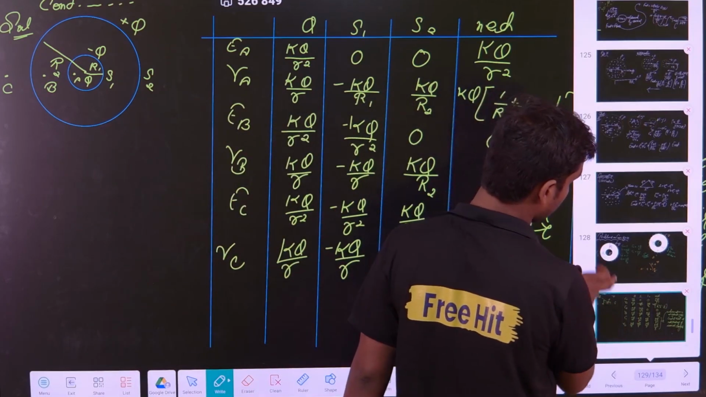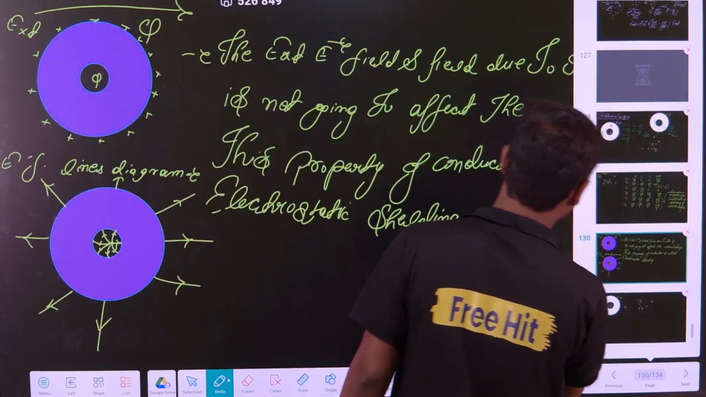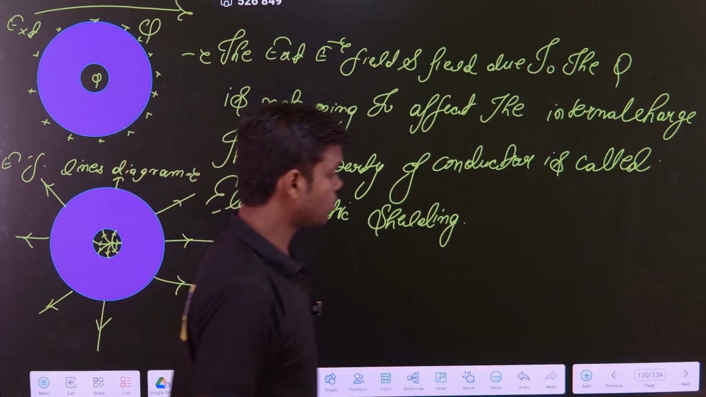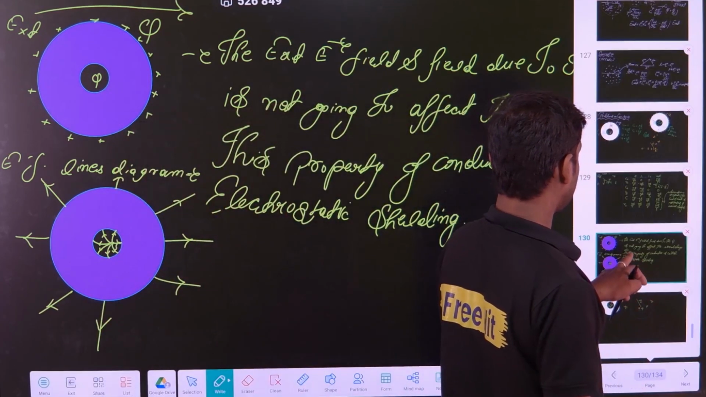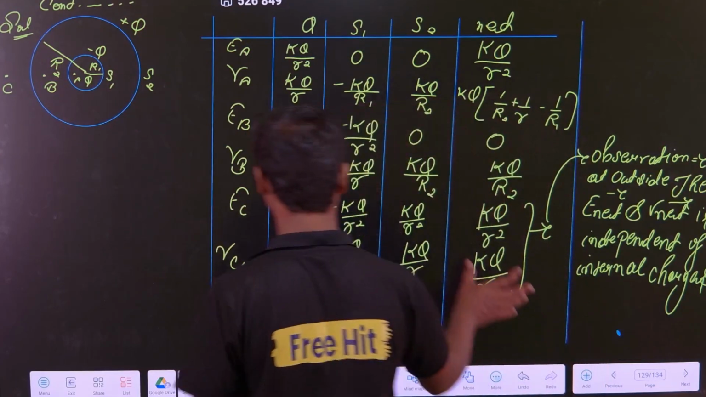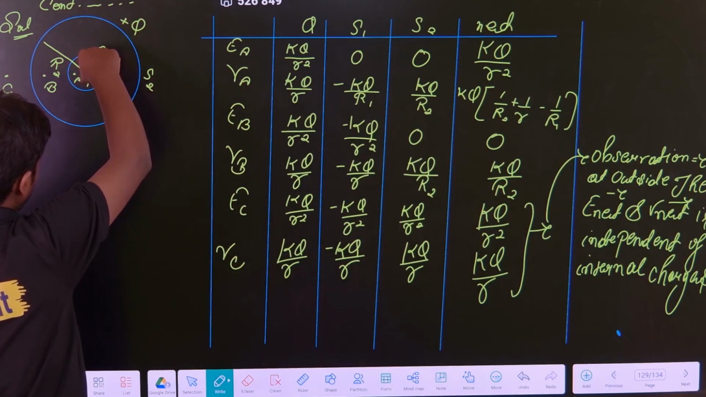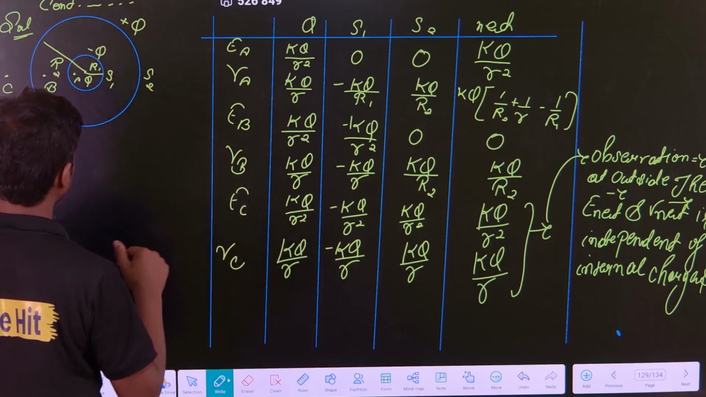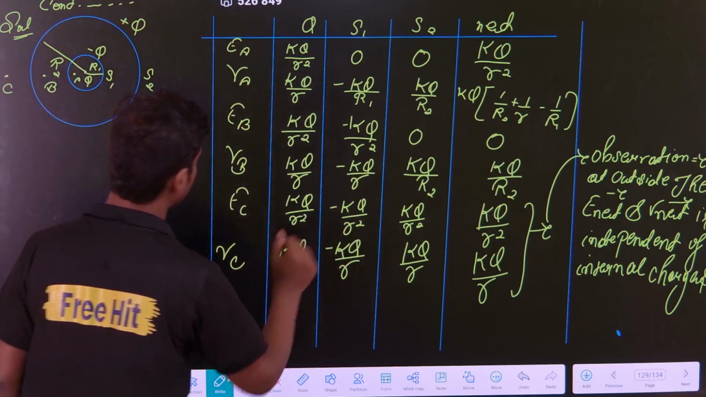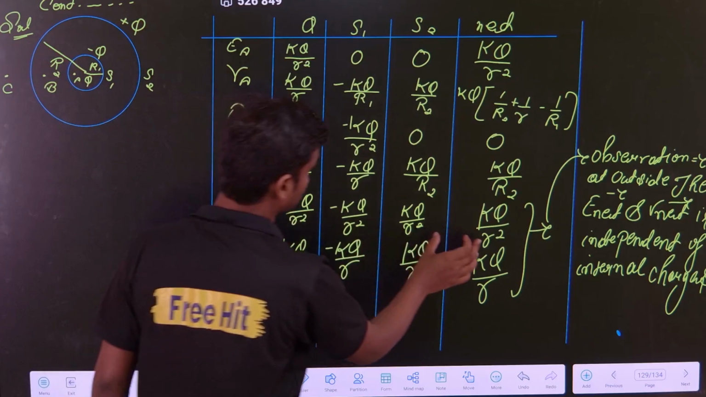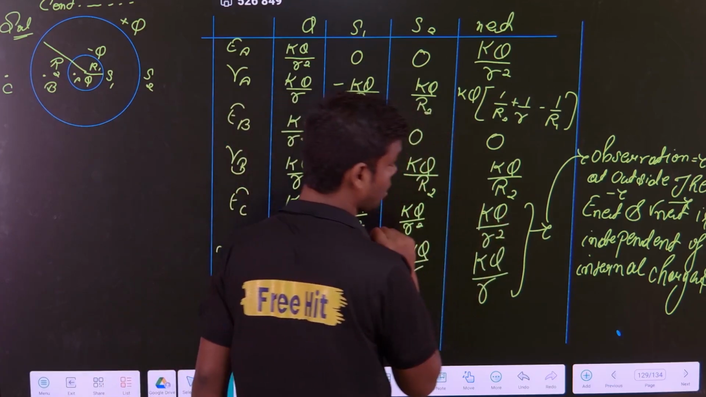Now let us move to the next concept. One more thing. If you see here, what is the thing you are getting? If you see the outside point properly, the outside point is this. Due to the plus q inside it is kq by r square, minus q again gives minus kq by r square, plus kq by r square. So the electric field you are getting is kq by r square.